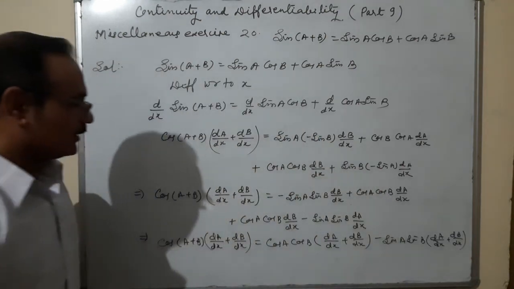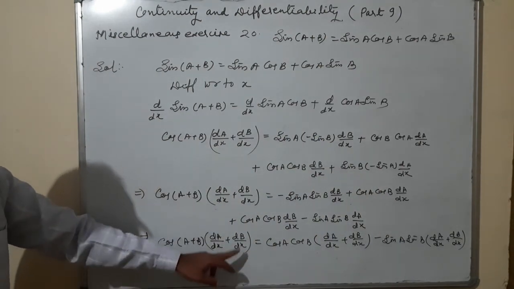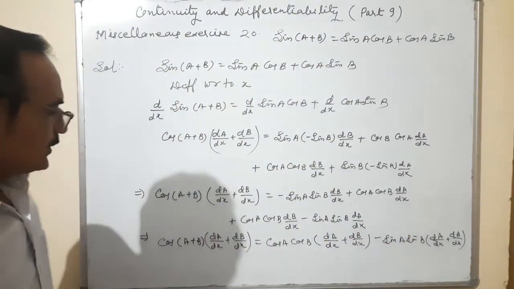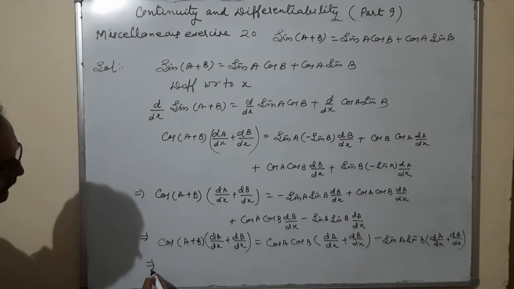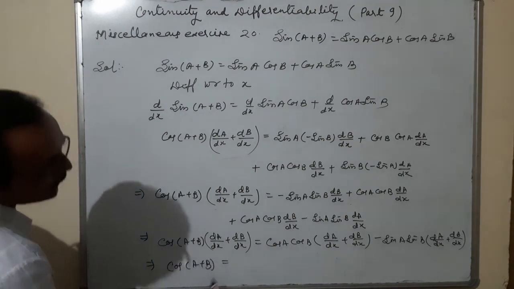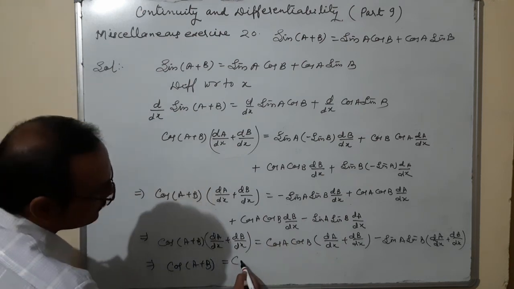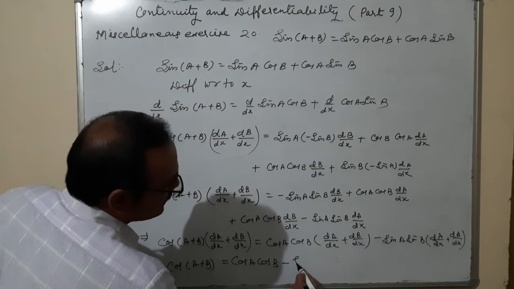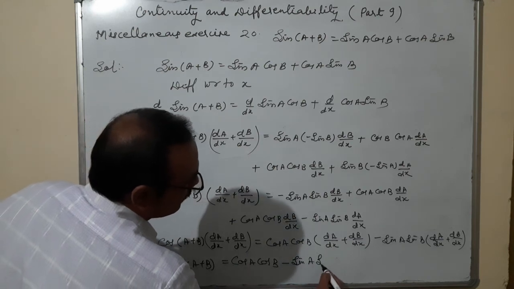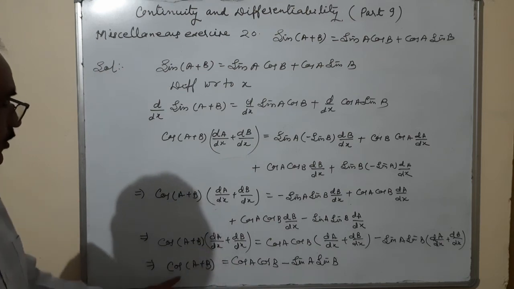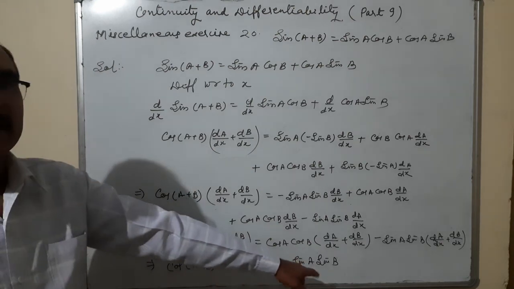Okay, now you can see that dA/dx plus dB/dx is common and it is cancelled. So after cancellation, what is left? Cos(a + b) is equal to cos a cos b minus sin a sin b. Okay, and what is this? This is the cosine formula. Cos(a + b) is equal to cos a cos b minus sin a sin b.